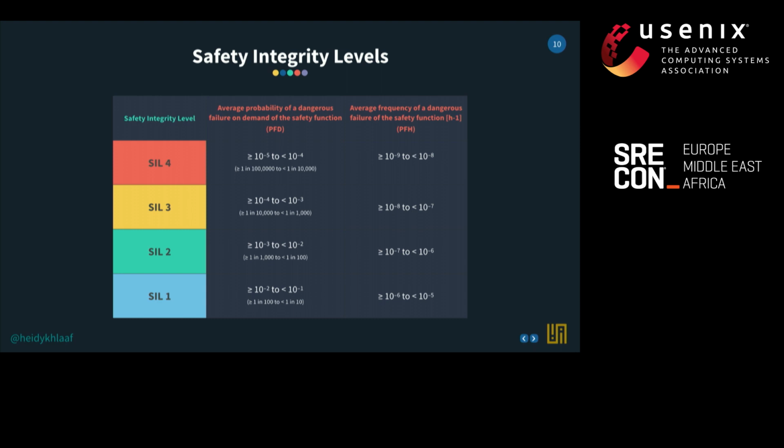And to basically sum up what these integrity levels mean, for SIL 4, for example, you can only have one failure per 100,000 demands to 10,000. Sorry, there's an extra zero there. SIL 3, you only have one failure per 10,000 demands to 1,000 demands. And if you look all the way to SIL 1, you only have one failure for 100 to 10 demands. So that's not very critical, right? You don't need to do much here.